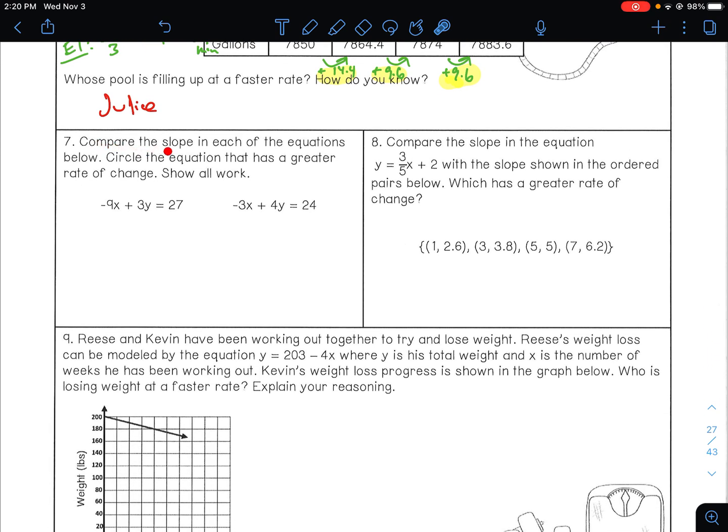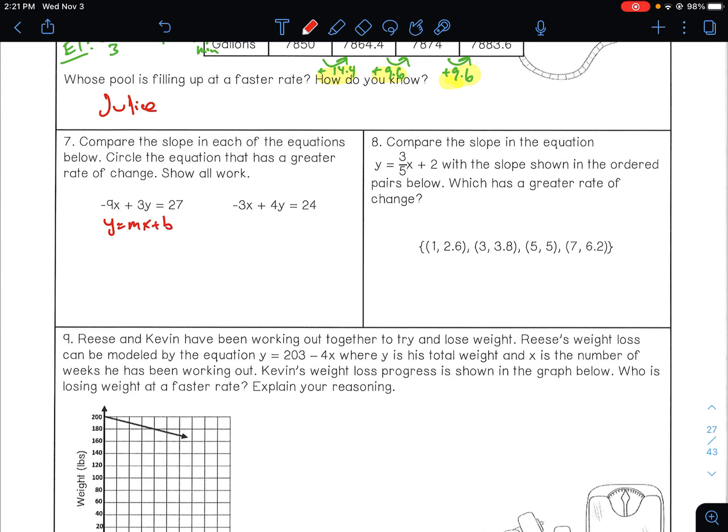All right, number 7, comparing the slope in each of the equations below. Circle the equation that has a greater rate of change. Show all work. Okay, this is where we get a little weird. I know I said that slope is what's multiplied by x, but that doesn't mean the slope over here is -9, and that slope is -3. It's because you have to get the equation written in the form of y equals mx plus b.